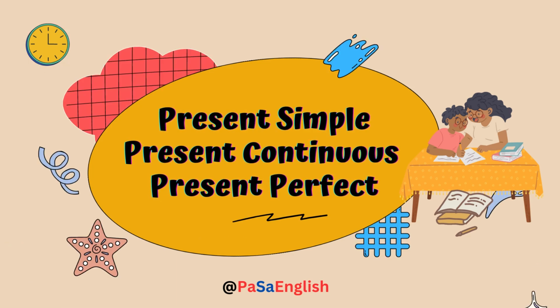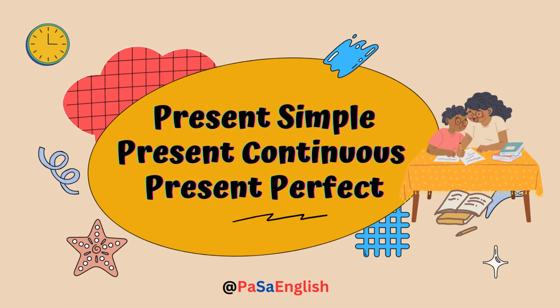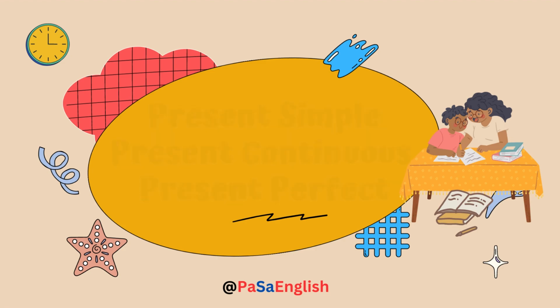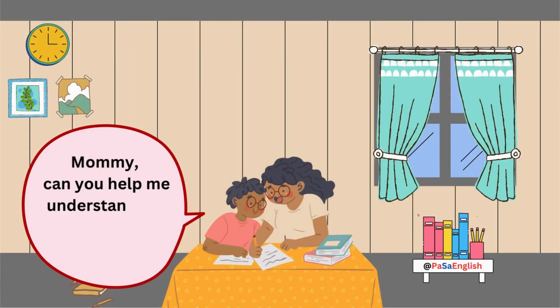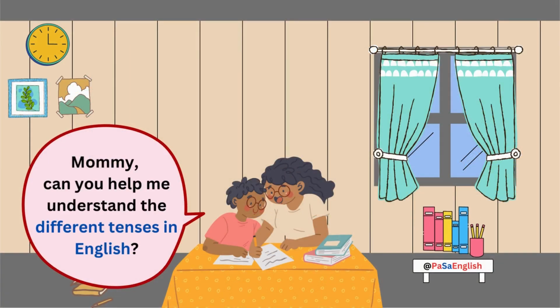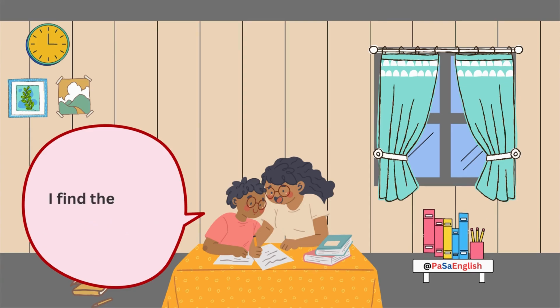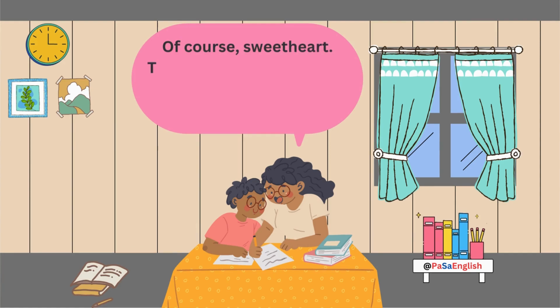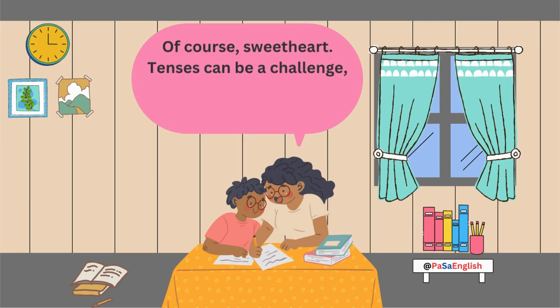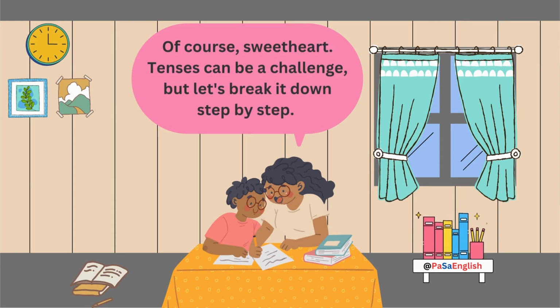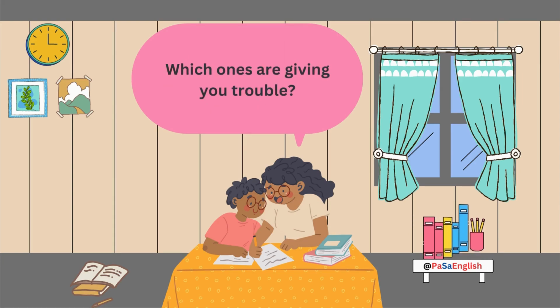Present simple, present continuous, and present perfect tenses. Mommy, can you help me understand the different tenses in English? I find them a bit confusing. Of course, sweetheart. Tenses can be a challenge, but let's break it down step by step. Which ones are giving you trouble?